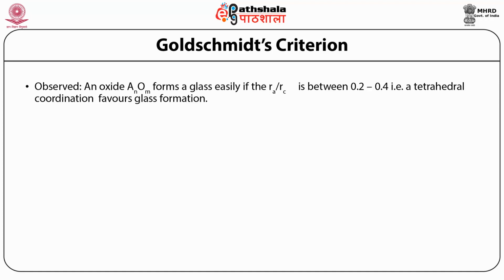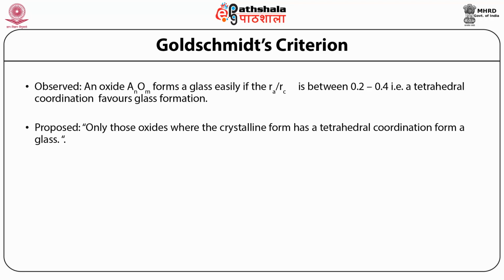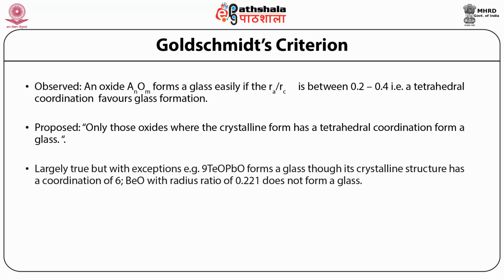A radius ratio between 0.2 to 0.4 implies that the structure consists of tetrahedral coordination with 4 anions surrounding each cation. On this basis, Goldschmidt came to the conclusion that only those metals which contained tetrahedrally coordinated oxygen formed glass on cooling. This conclusion was purely empirical. Although largely true, there are many exceptions.